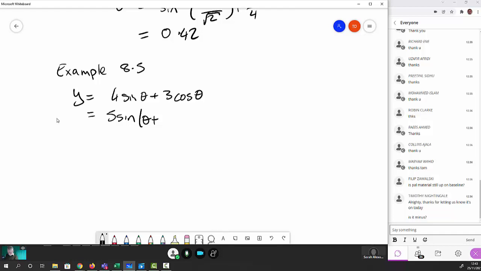the arctan of 3 over 4, which I will just remind myself is 0.64. So shift arctan of 3 divide 4 equals 0.64. Okay, is everybody okay with that? You see where that came from? It's the example we've done before.